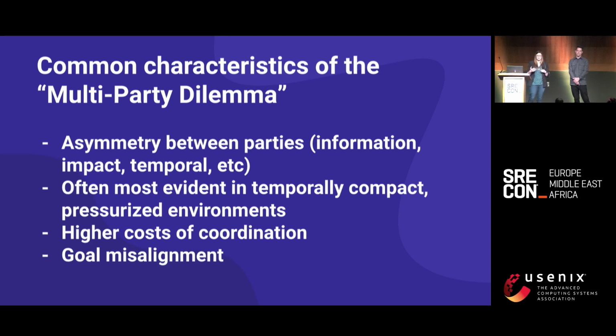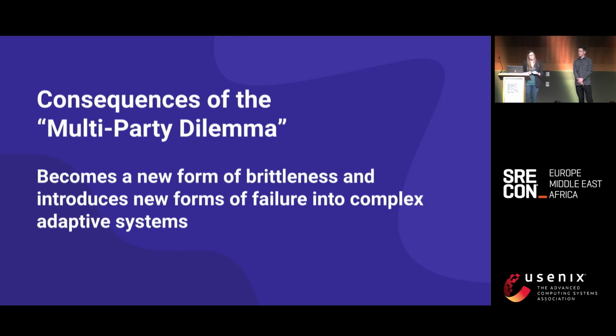There's a few others as well, temporal being one of them. This is most evident, this sort of hits a flashpoint, with what we call temporally compact pressurized environments. Very fancy words for our purposes of saying an incident. And there's a higher cost of coordination involved, as well as potentially goal misalignment with this pattern. So we wouldn't be talking about this if it didn't have consequences. The consequence here is it's a new form of brittleness, and it introduces new forms of failure into complex adaptive systems. The complex piece is important because this really comes into play when you start bringing complexity into systems and trying to cope with the complexity.